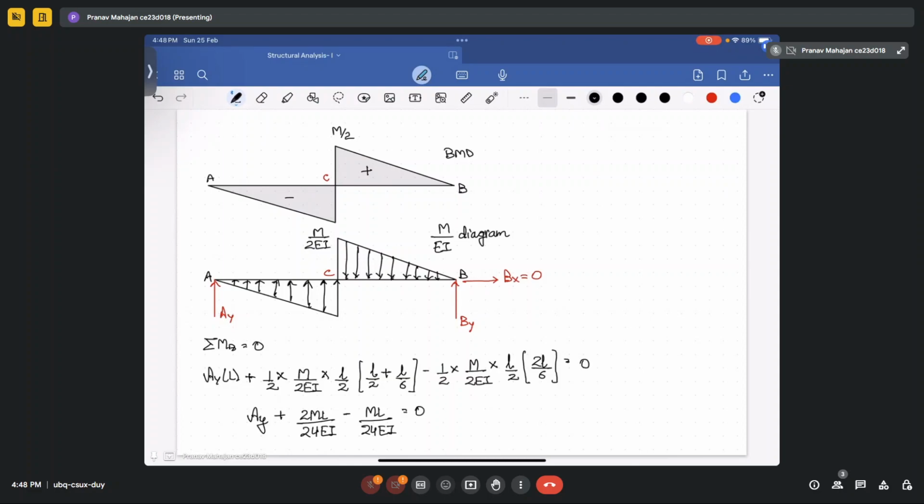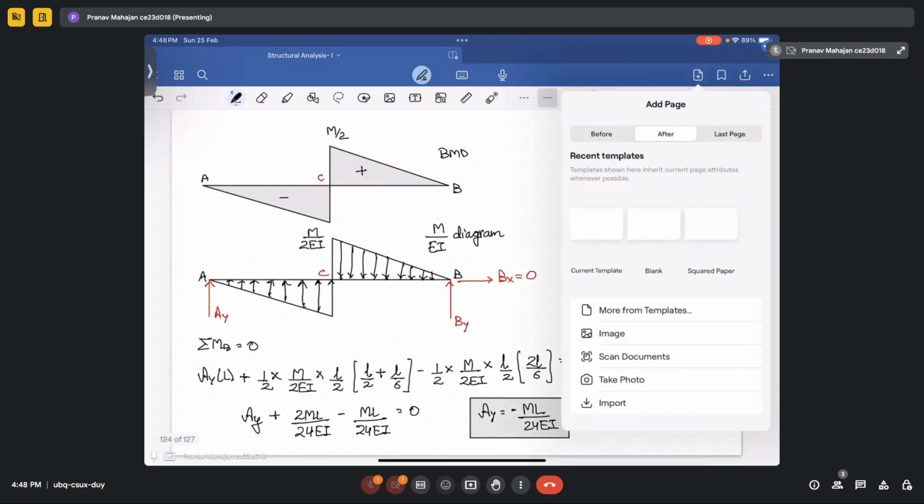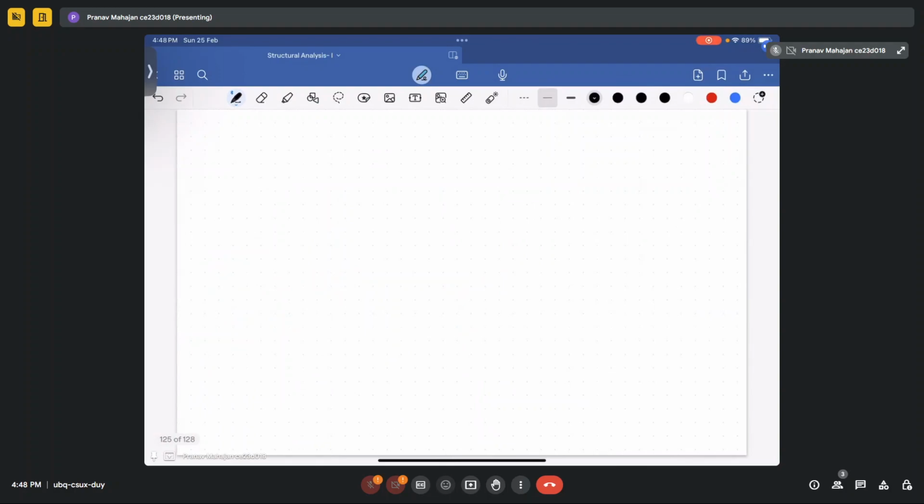So you will get AY equal to ML upon 24 EI. So this is the value of reaction at A. Now calculate the value of reaction at B. What will it be? So BY will be equal to ML upon 24 EI. Okay.